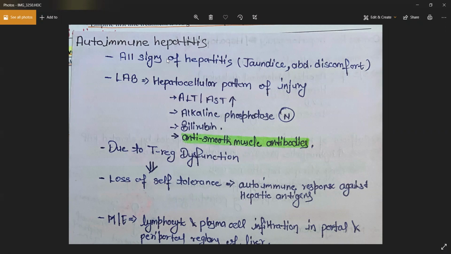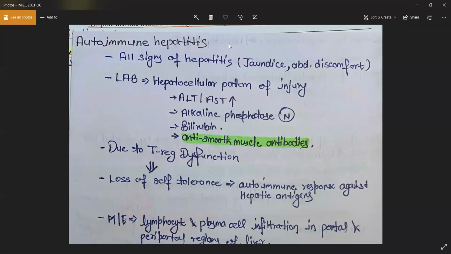And this is a classical presentation for any kind of liver injury: right upper quadrant pain, fatigue, weight loss, nausea, vomiting, abdominal pain, jaundice, right? For the labs, you will have high ALT, high AST, and alkaline phosphatase levels could be normal, could be elevated sometimes, but most of the time normal. You will have high bilirubin levels, and the most important thing is you will have high levels of anti-smooth muscle antibodies. Please note that whenever you encounter a patient who is anti-smooth muscle antibody positive, that means the patient has autoimmune hepatitis.